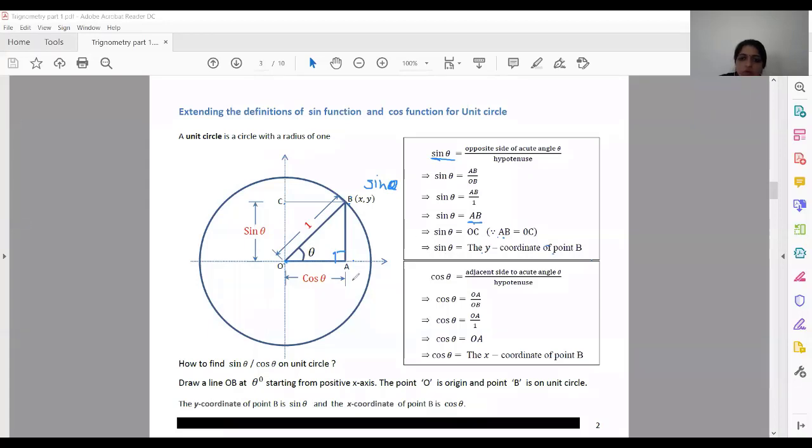Similarly for cos theta, cos theta is equal to the adjacent side. See, this is the adjacent side. So cos theta is equal to adjacent side to the acute angle theta upon the hypotenuse. So cos theta is equal to OA upon OB. The value of OB is 1 here. So cos theta is equal to OA. And this OA indicates the x. What does this indicate? This indicates the x coordinate of point B. It means it is cos theta.